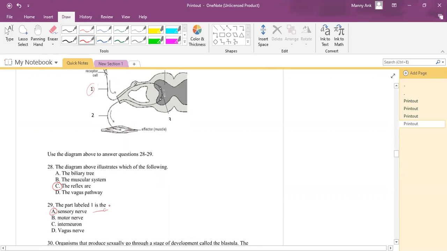Same as the efferent nerve. The motor nerve is also known as the efferent nerve. Or neuron.